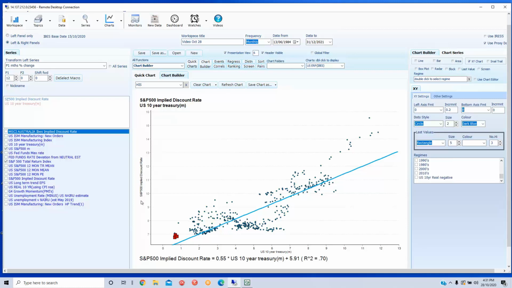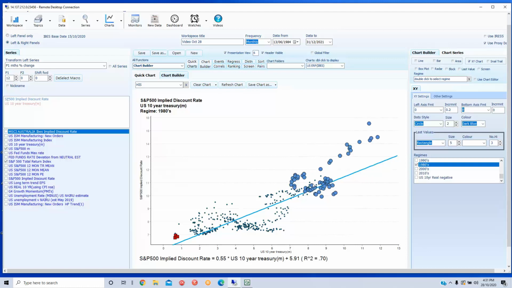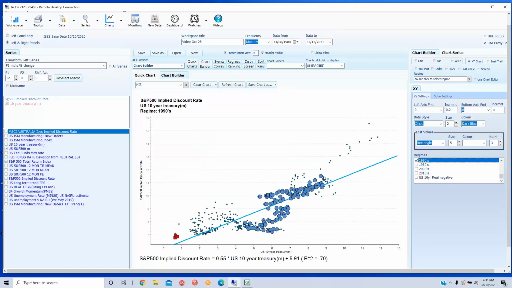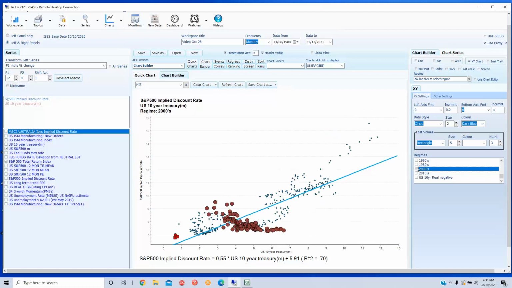Interestingly, if we look at the trajectory of this relationship over time, if we go back into the 1980s, we can see the relationship between the two: high levels of bond yields and very high implied discount rates. If we move on into the 1990s, you can see how it gravitated down towards the middle parts of the chart, and then into the 2000s, a flatter line, not as close a relationship. The discount rate was low despite bond yields still being around 5 and 6% at one point.